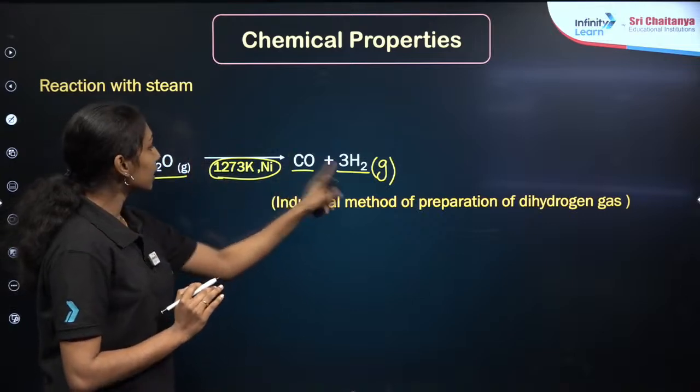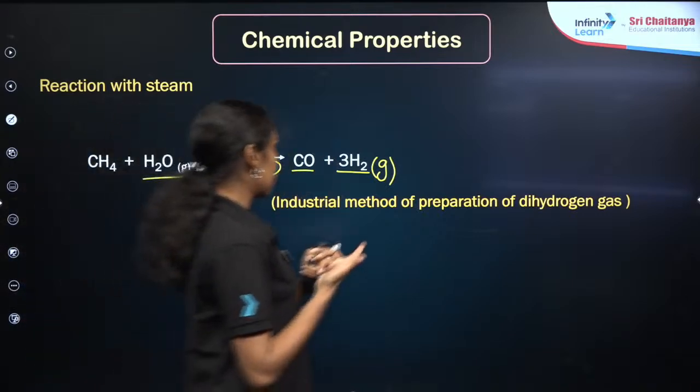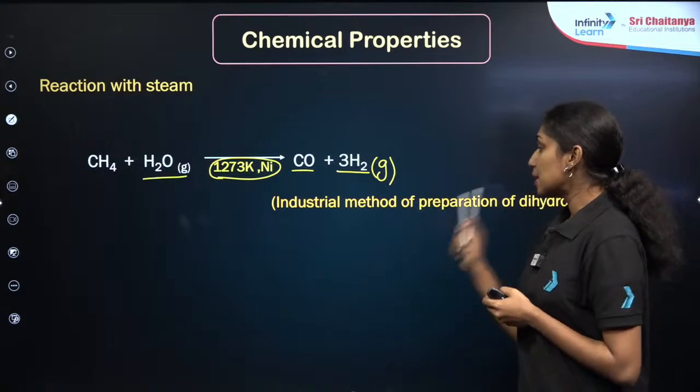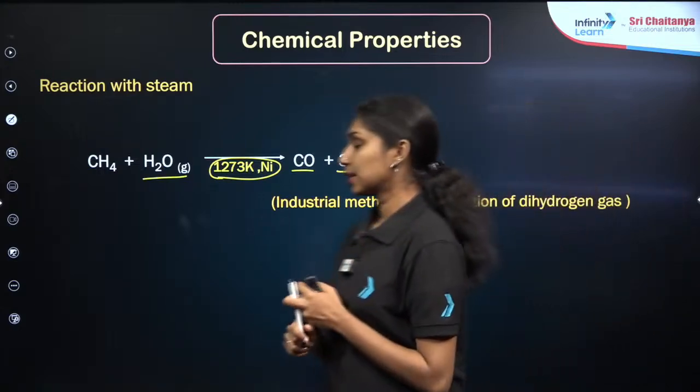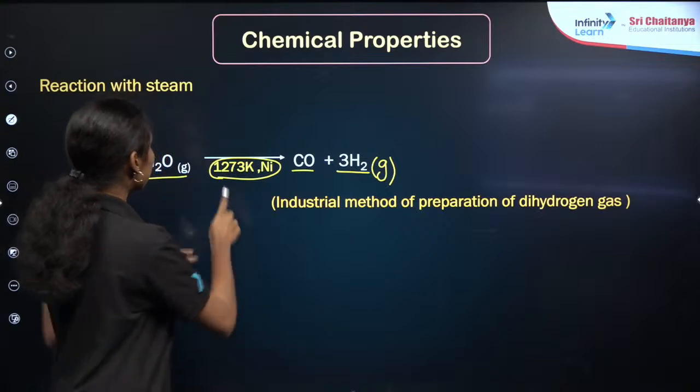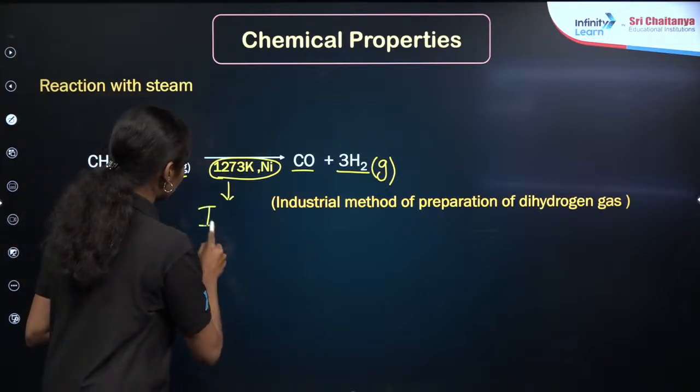In this particular method, we are getting hydrogen gas. So this method is also used for the industrial preparation of dihydrogen gas. Clear? You need to remember this equation only. This condition is very important.